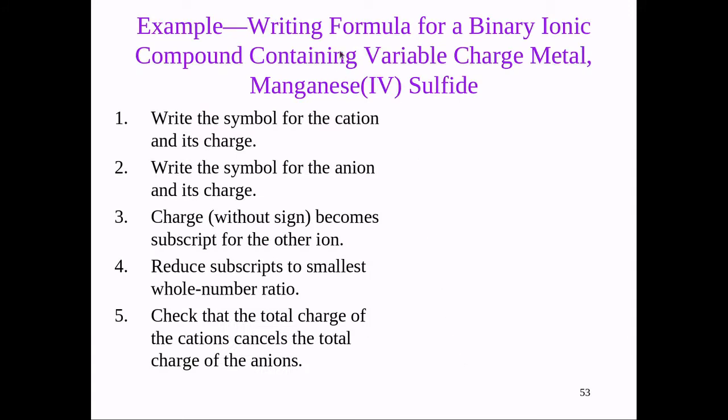Let's take a look at writing a formula based on the name of a type 2 metal ionic compound. First, we would write the symbol for the cation and its charge. This is a little easier for us. We just look up what the symbol for manganese is, and we know that its charge is going to be 4. Then we're going to write the symbol for the anion and its charge. We know from its position on the periodic table that sulfide is going to be an S2-.